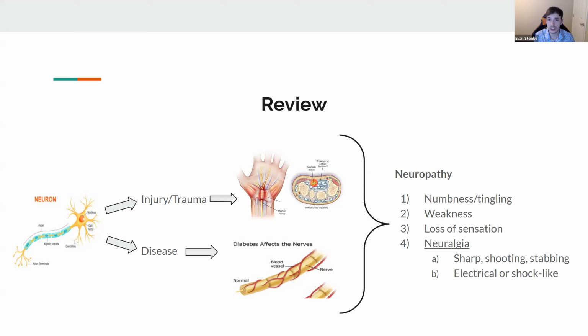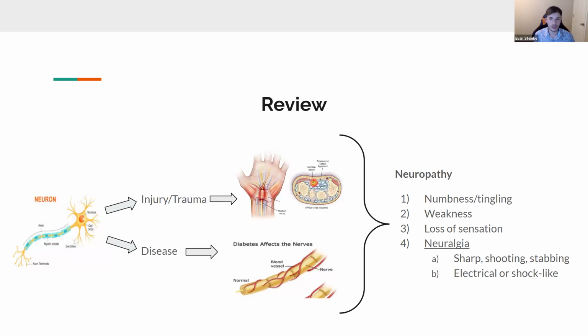Now, depending on what's happened, if it's an injury or a trauma, you can get your neuropathies, for example, say carpal tunnel syndrome, where you're getting the numbness, the tingling, the pain into the hand. Or if it's a disease, you're going to get something like diabetes. There's other conditions that can cause this, really common ones like multiple sclerosis, MS, or Alzheimer's. These are all neuron diseases that can also lead into neuropathies, right?